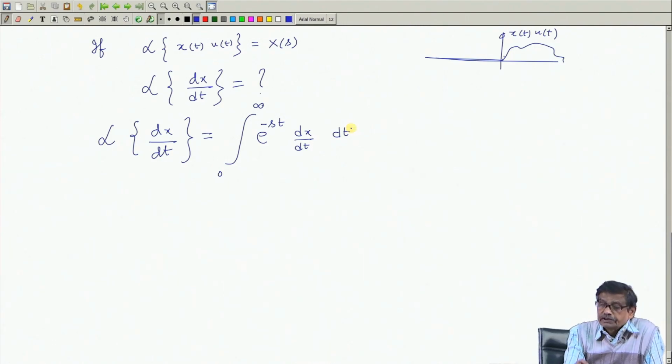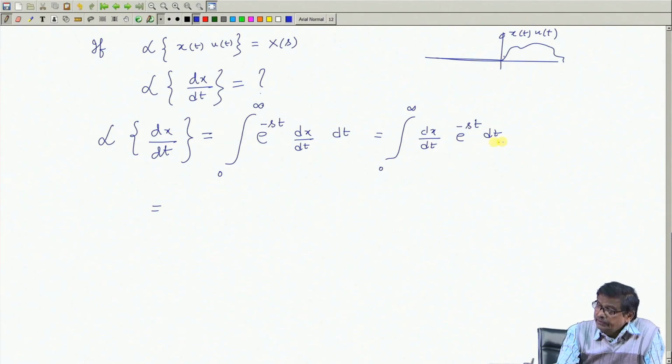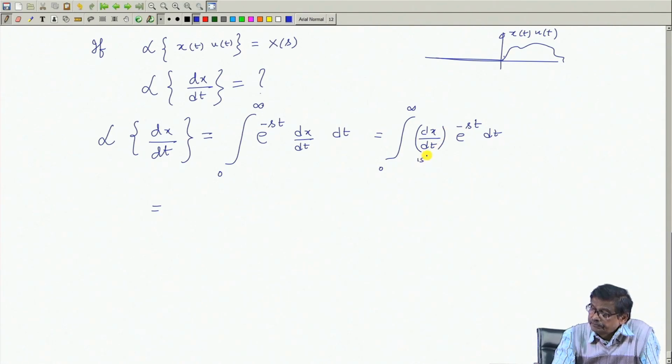What is known? The Laplace transform of x(t) is known. Now, this I will write as integration of 0 to infinity. First, I will write this function dx/dt into e to the power minus st dt. Now, this I will integrate by parts. This is the first part, first function, and this is the second function.